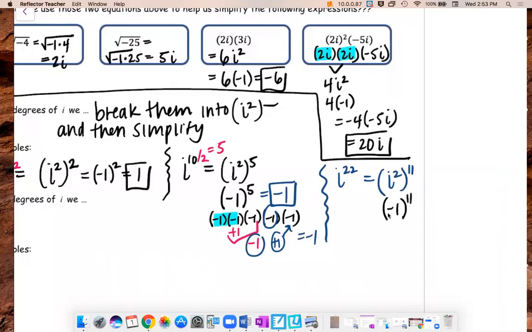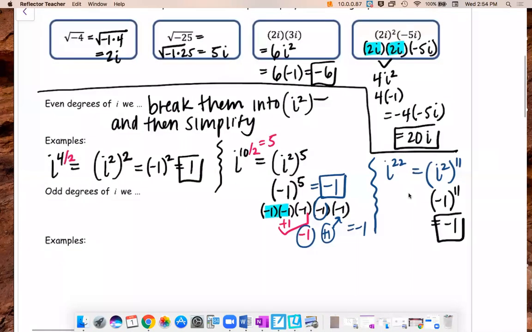So if I multiply a negative number an odd number of times, this is going to come out to be -1. Anytime you have these even degrees, you're going to break them into i squareds and put whatever exponent is here. If this exponent is even, it equals 1. And if that exponent is odd, it's going to equal -1. So your only 2 answers that you can get for even degrees are going to be 1 and -1. If you don't get one of those final answers, then you know you did something wrong.